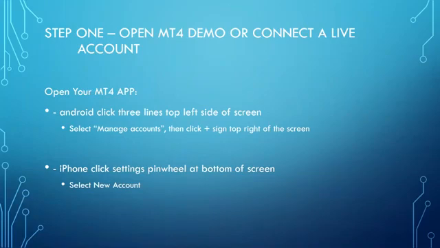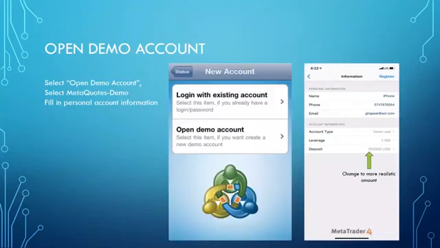For Android users, you're going to simply open your app. You're going to click on the top 3 lines at the left-hand side of your screen. You will select Manage Accounts, and then you will click the plus sign at the top of the screen and just hold on there. For iPhone users, you're going to select the Settings pinwheel at the bottom right-hand side of your screen and select New Account.